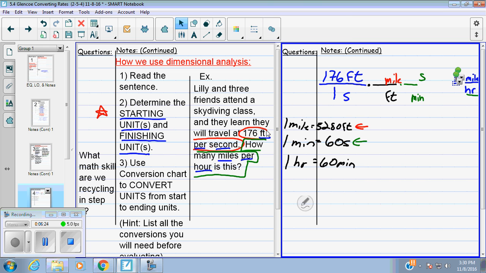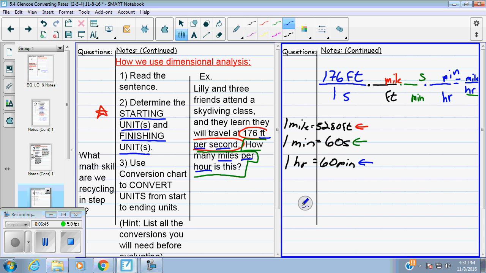So let's look over there. Do we have a conversion for that? We do. So if minutes is on the bottom, I need a minutes on the top. And we can turn minutes into hours. Okay, so notice I've only put the units in here first. There's no numbers at all just yet. We're just using the units to start with.